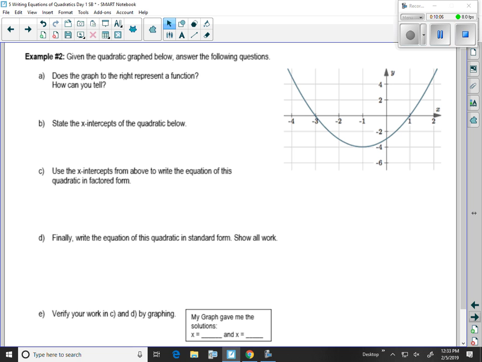Example 2. Now we're going to fly through this. Okay? Example 2, question 8. Does the graph to the right represent a function? That was day 3 of our school year. Does anybody remember how to tell if a graph represents a function? If you do the vertical line test, it only goes to one. Yes, vertical line test, and it only crosses one time. Okay? Will it pass? Yes, it is a function.